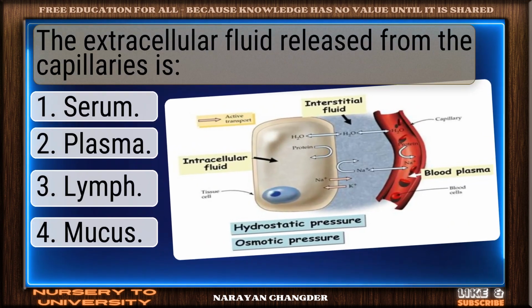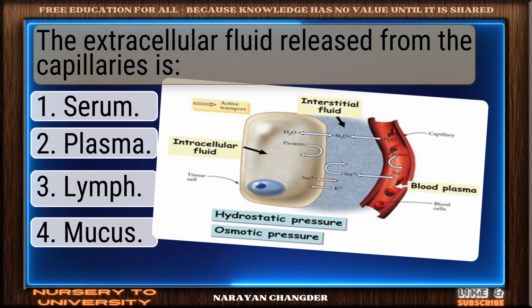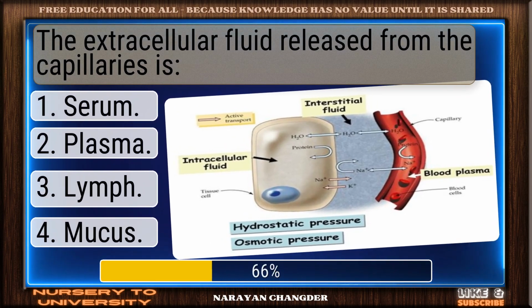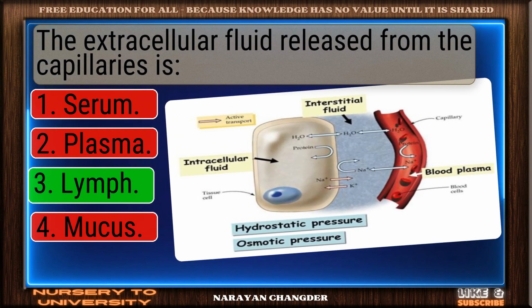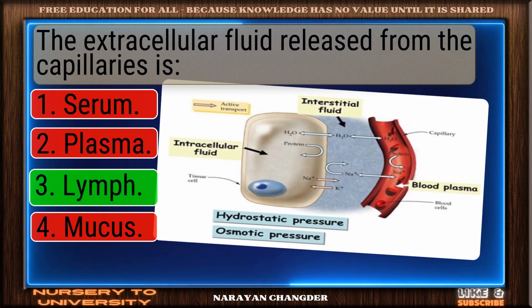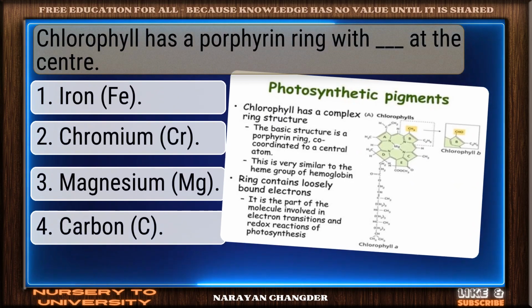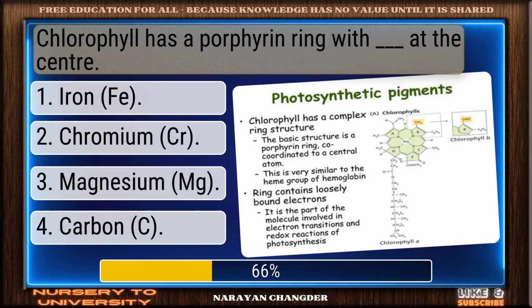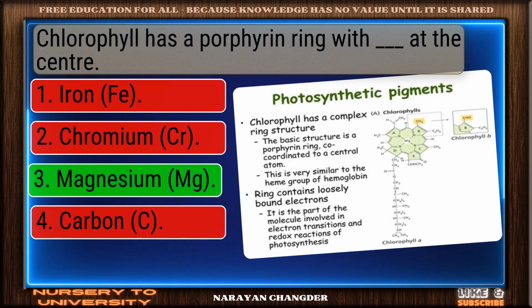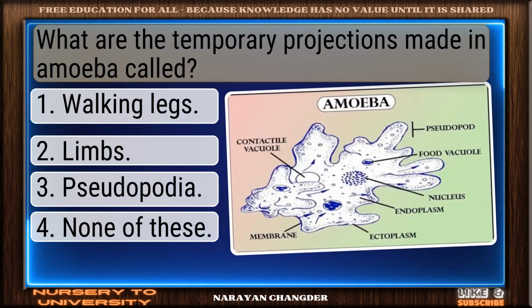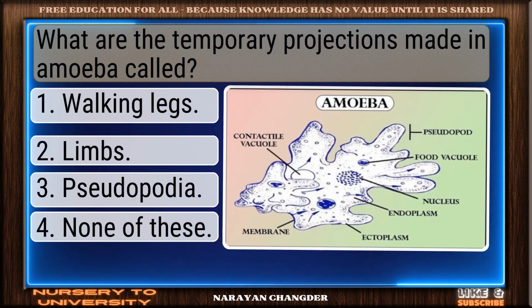The extracellular fluid released from the capillaries is. Right again. Lymph is valid. Chlorophyll has a porphyrin ring with dash at the center. Well picked. Magnesium is correct. What are the temporary projections made in amoeba called?